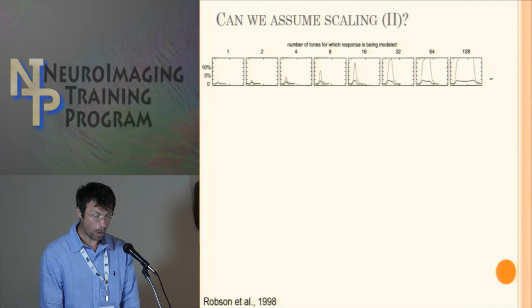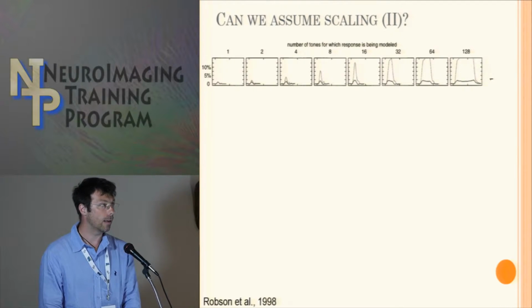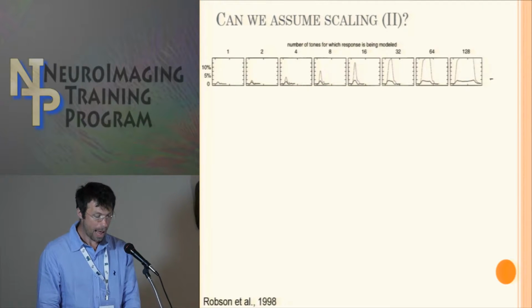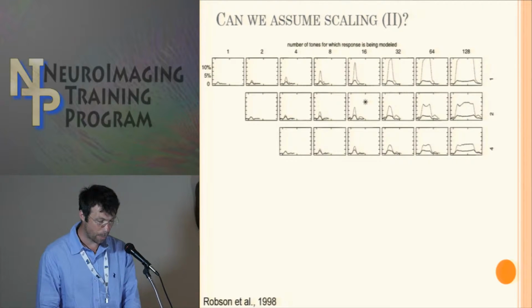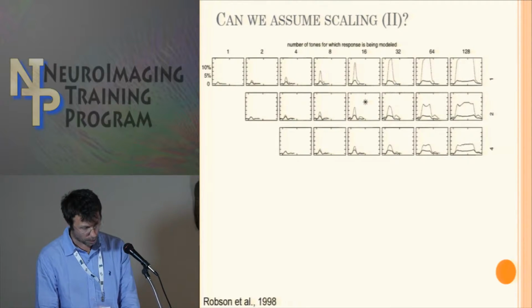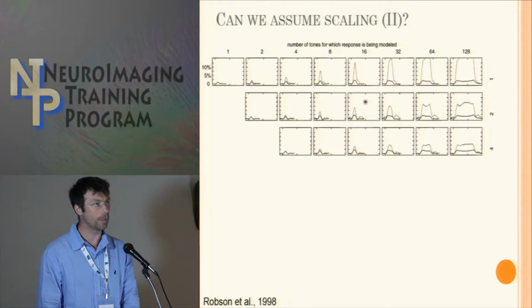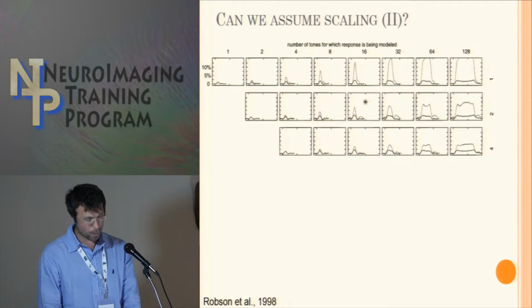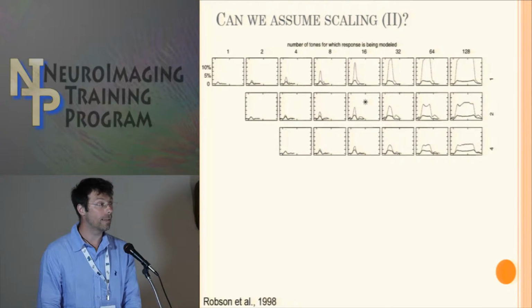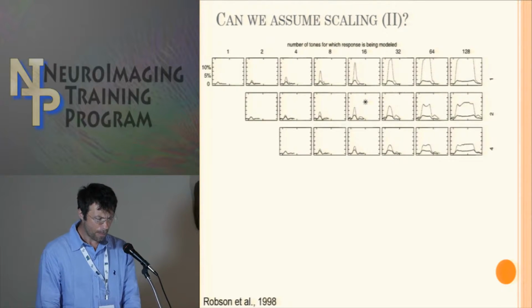Now, what you're seeing here, the bold line is the actual empirical response to 4 tones in a row, 8 tones in a row, 16 tones, etc. And the light line is the inferred expected response on the basis of multiplying the response to 1 by 16, the response to 1 by 32, by 64. And it doesn't take a lot of stats to notice how far off we actually are when we do this.